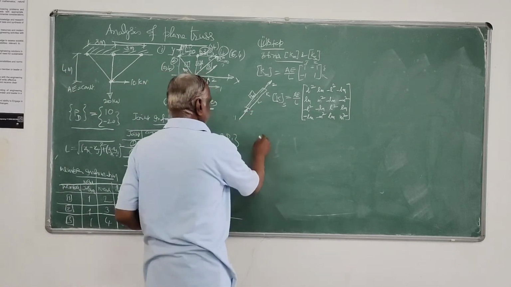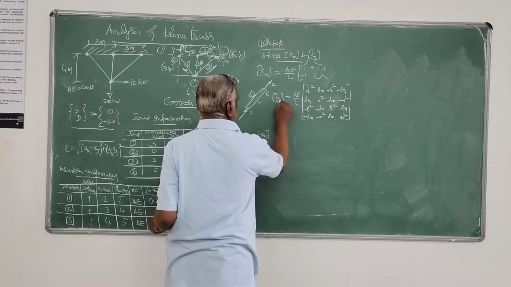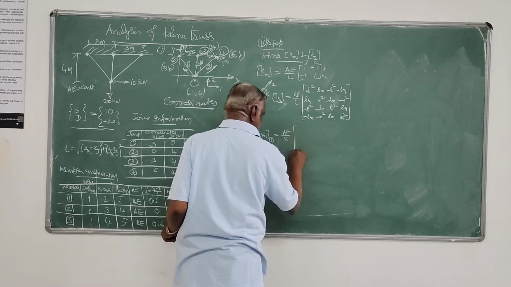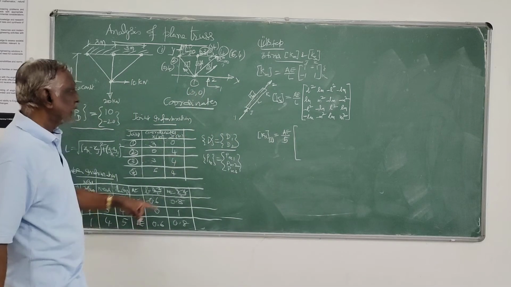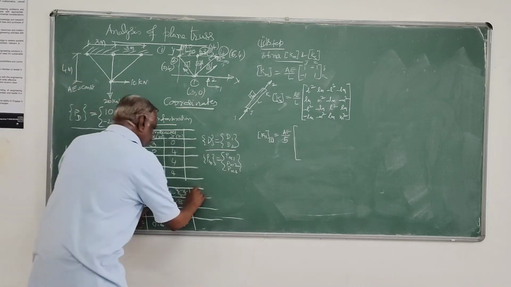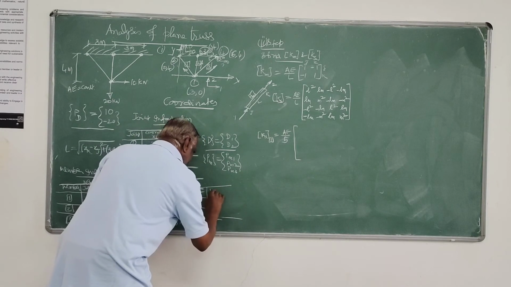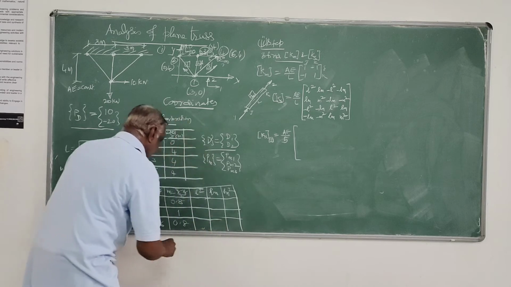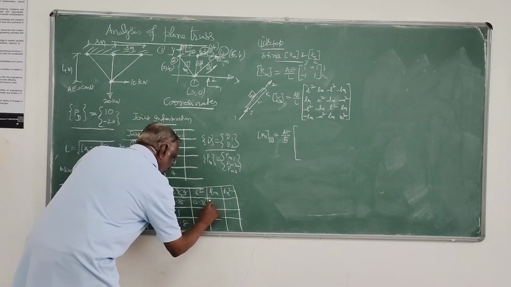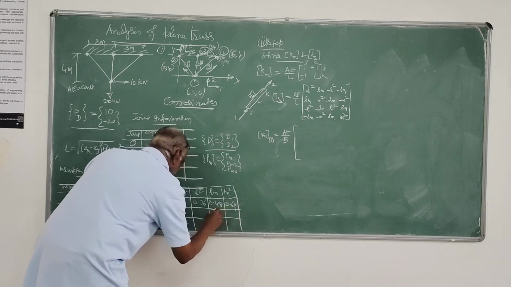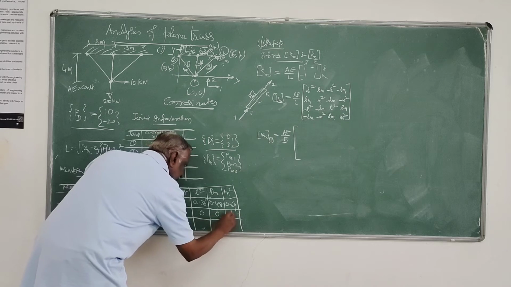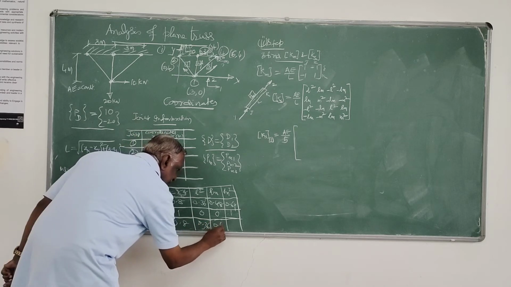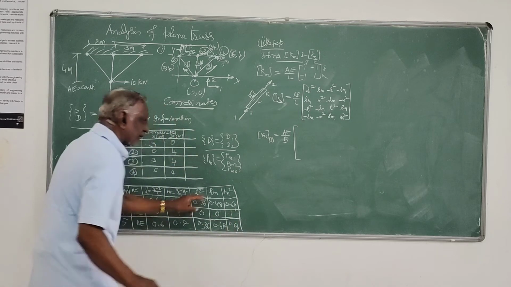So I have to generate Ks1 for the first member. First thing is AE by L, and L is 5 meters, so AE by 5. L square, LM, M square: of course, we can find those values in the table and straight away use them in the formula. L square is 0.36, LM is 0.48, M square is 0.64. Here it is L square 0, LM 0, M square 1. Here it is 0.36, 0.48, 0.64. I have determined those for each element.